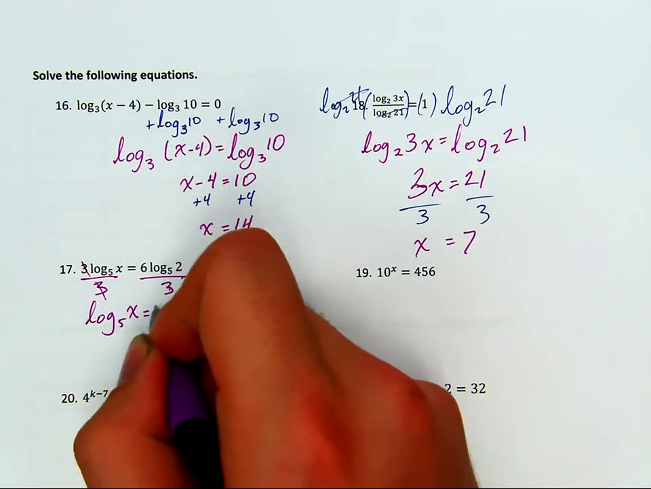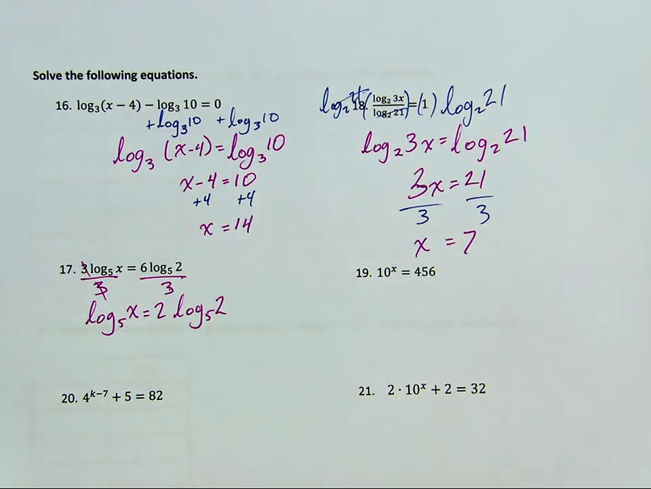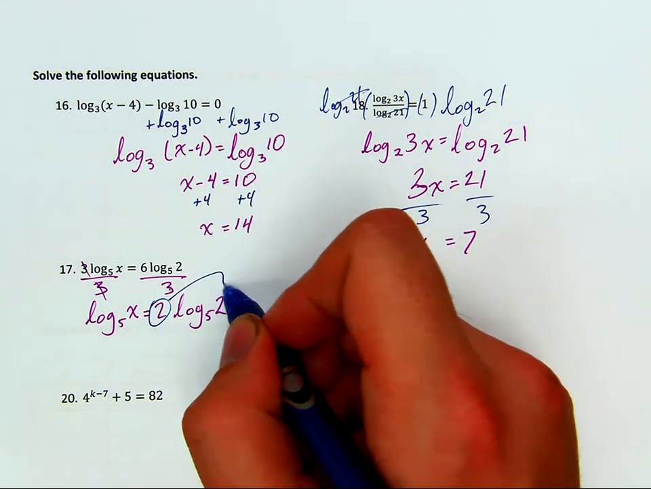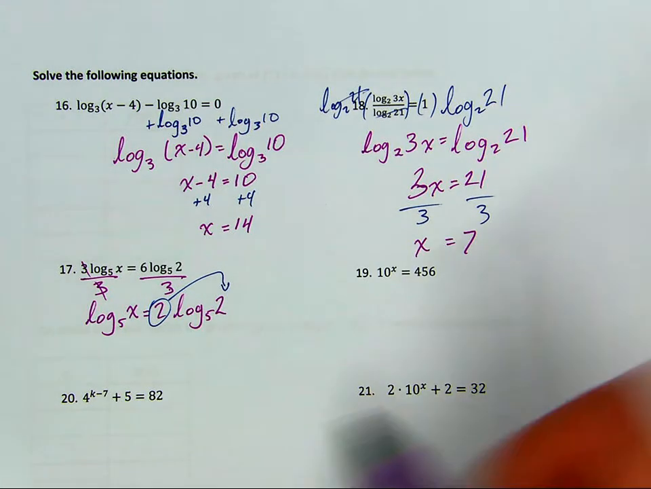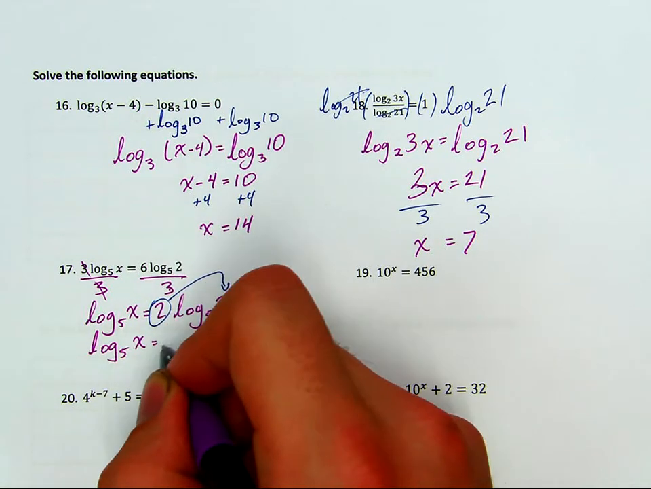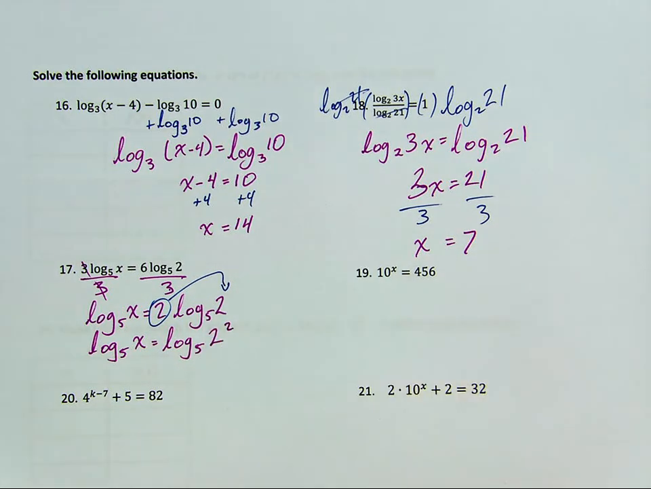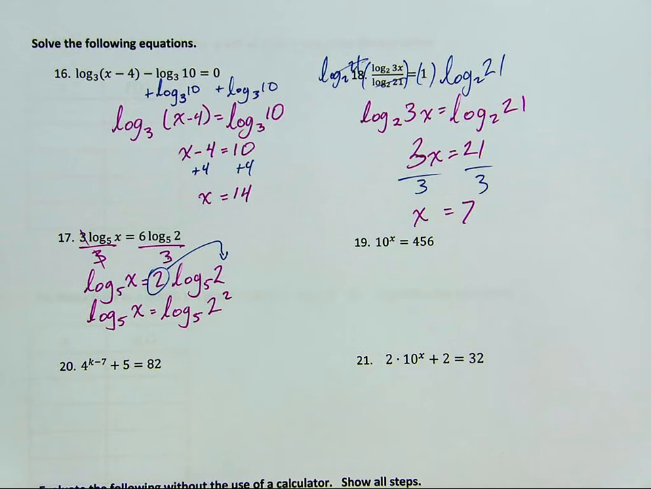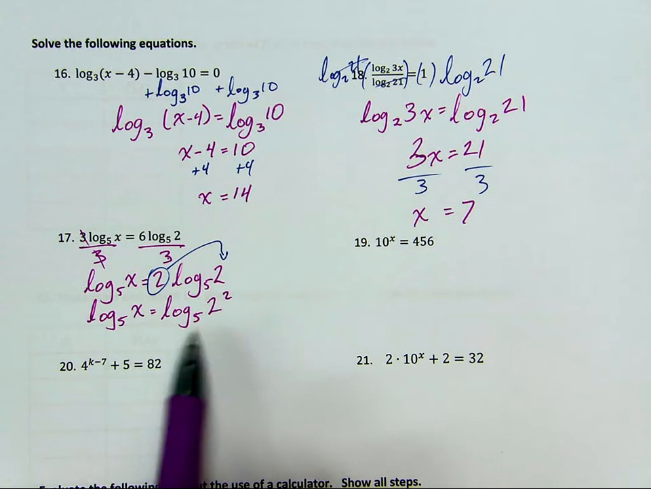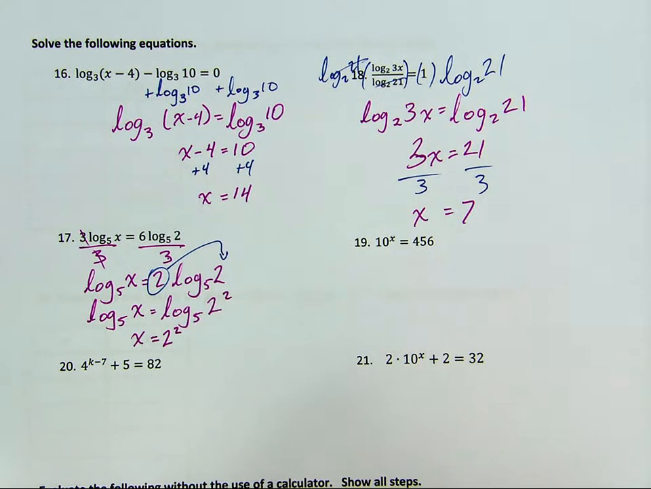Now, this is where we could use the power rule to take this 2 right here and move that inside of the log as the exponent. When we use the power rule, we now end up with log base 5 of x equals log base 5 of 2 squared. And now, just like we saw on the previous two problems, we have one log on the left and one log on the right. You notice how the bases are the same. Now we can take the inside parts and set those equal to each other. X equals 2 squared. And then just simplifying that, x is equal to 4.